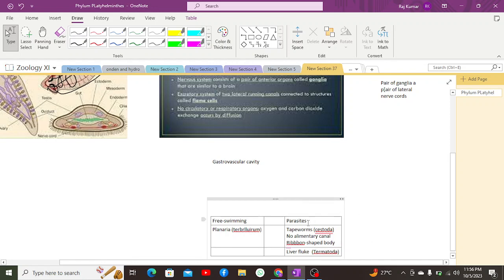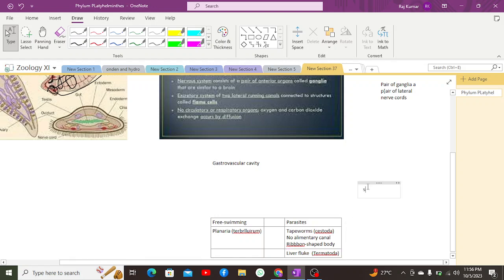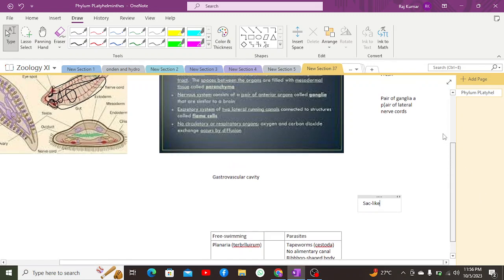All right. After that, the digestion is sac-like digestion, which means ingestion is done through the main mouth, and their alimentary canal is divided into several diverse branches, from where the food is then easily diffused into the different cells of the platyhelminths. So this is how the structure works.